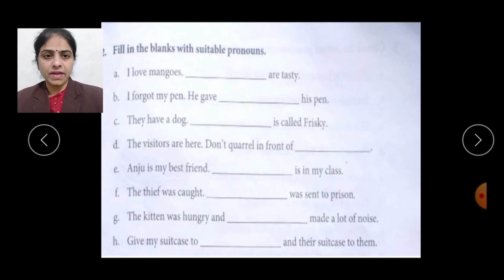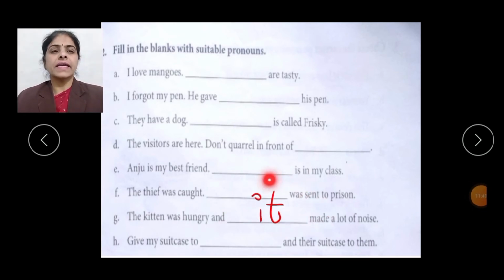After that, the next one is, the kitten was hungry and blank made a lot of noise. Here this blank needs a subject pronoun for the kitten, as the kitten refers to an animal. So, to fill the blank, "it" will be used, as it is used for animals.